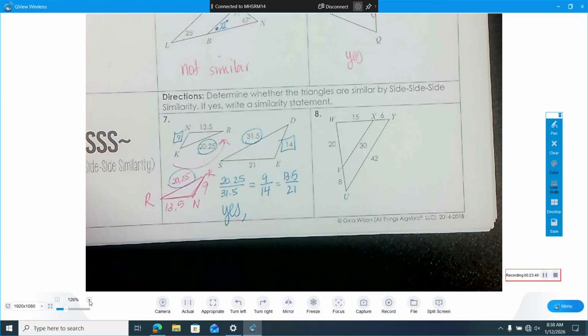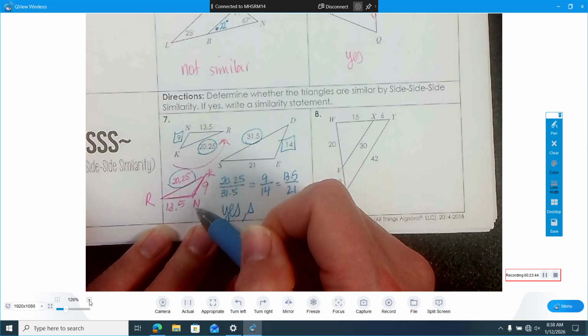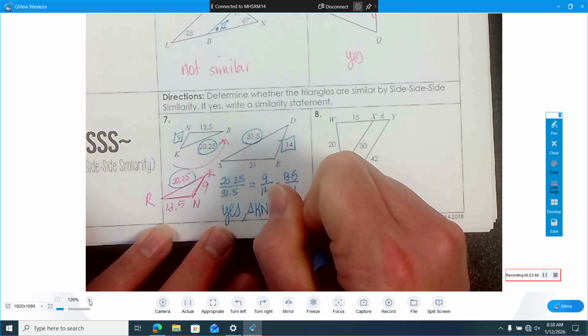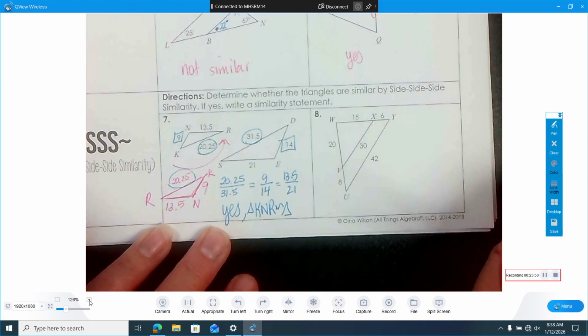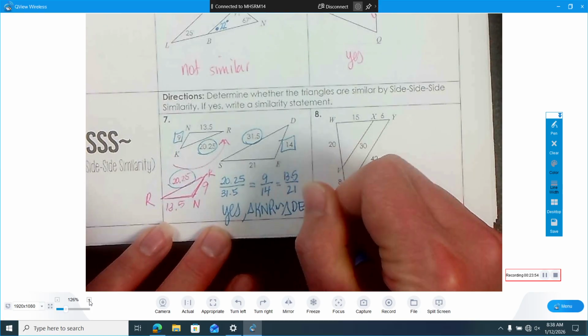So this would be triangle KNR. KNR is similar to triangle DES. Yeah, DES. Good.